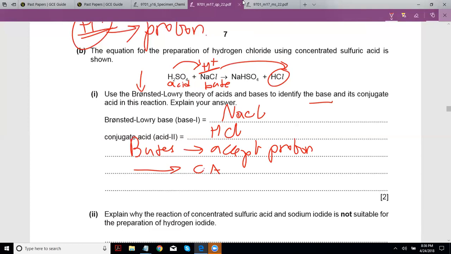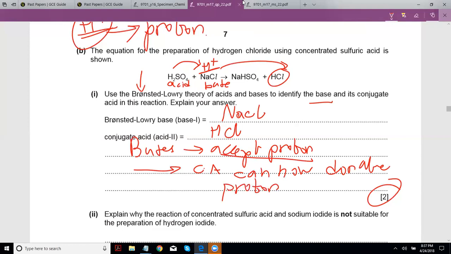Hamza, it is 2 marks, but do you have anything to add to this? I think this is enough, but when it says explain, I think you have to explain the logic behind the conjugate acid. Since it has accepted a proton, it can now donate it, giving it acid-like properties. Yeah. Okay. So since it has accepted a proton, it can now donate the proton. What it took, it can give back.